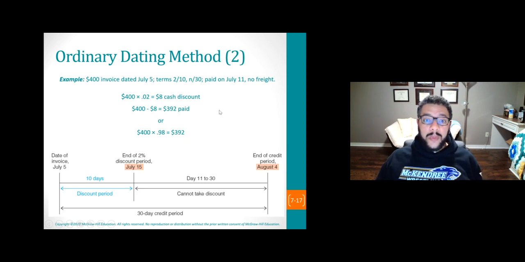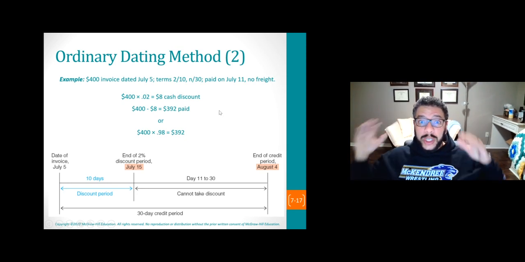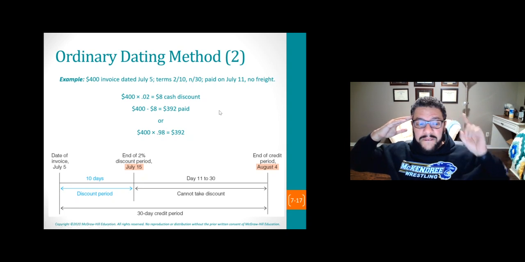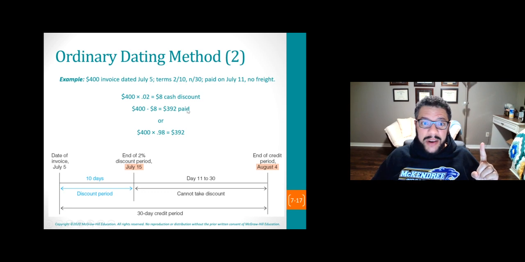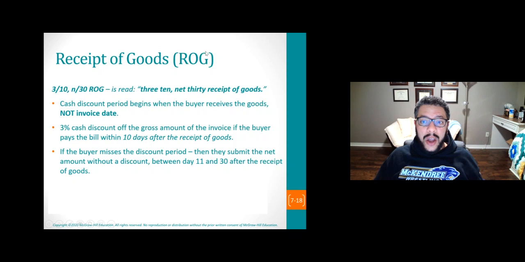So it's important when we're trying to figure out this discount, we're trying to figure out when is the first day that everything else is based off of. If it's ordinary dating, it's the invoice date. Okay, so let's look at ROG, or receipt of goods. And you can tell that it's receipt of goods because you'll see ROG after the terms or as part of the term. So this is 3/10 net 30 ROG. What this means is you'll get a 3% discount if paid within 10 days, but it's due within 30.